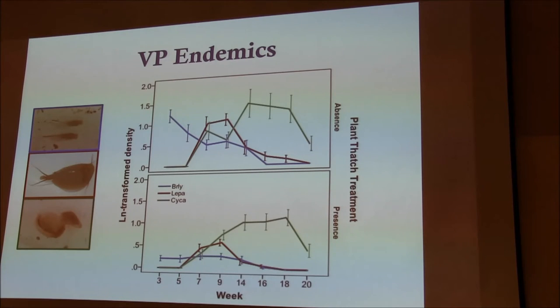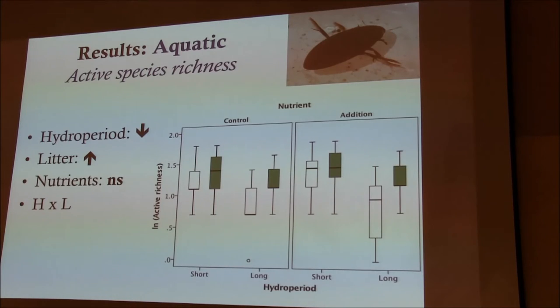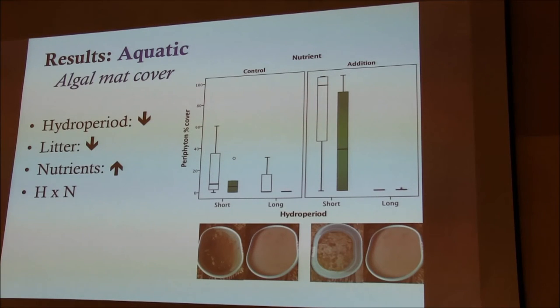Now, for the active species richness, these are all the insects coming in, dragonflies, damselflies, mosquitoes, chironomids, and so on. They showed the exact opposite pattern that the passive species exhibited, where they had higher abundance in the shorter hydroperiod treatments, and their abundances increased with litter addition. And so you've got this hydroperiod by litter interaction as well. Very interesting results.